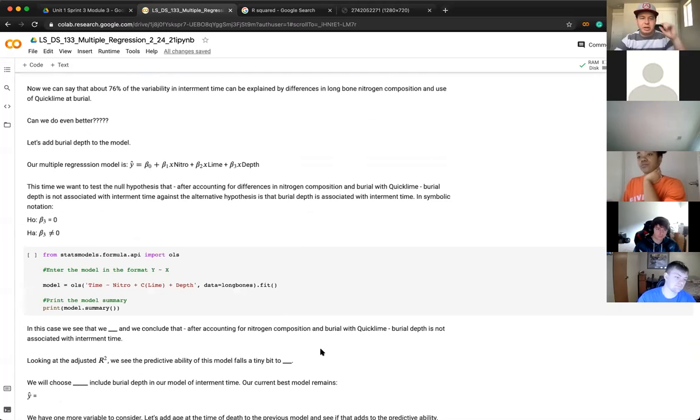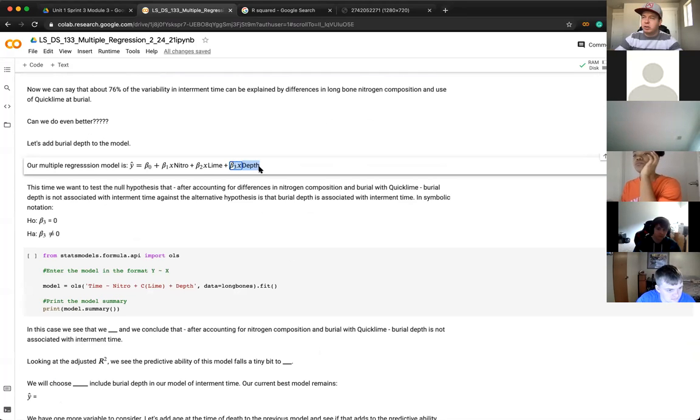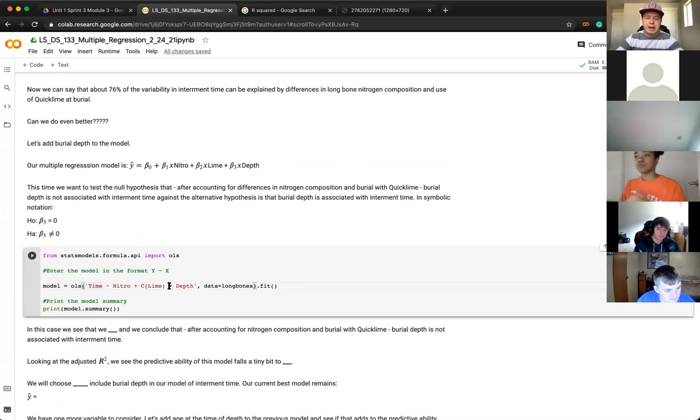Okay. Can we do even better? What if we added a third x variable? We're gonna add a variable about the depth of the burial and see if the depth can impact interment time. Again, we're going to test with our p-value, our hypothesis test, whether or not the slope coefficient is 0 or non-zero, right? And we'll include this again by adding the plus sign here and saying depth to our model, right? It's not a categorical variable, so we don't need this categorical indicator. Okay. And we'll call .fit and look at the model summary, okay?